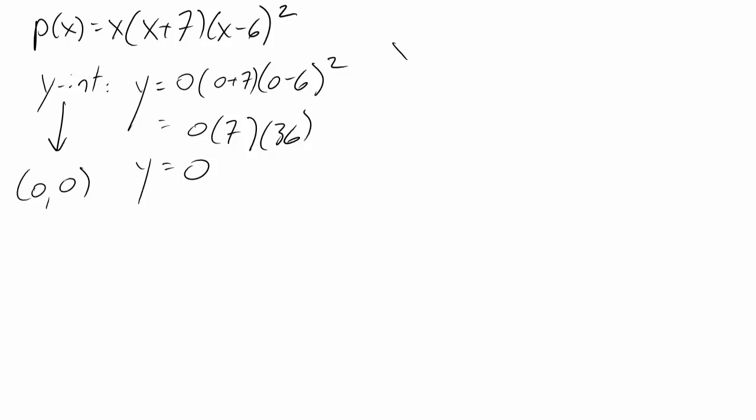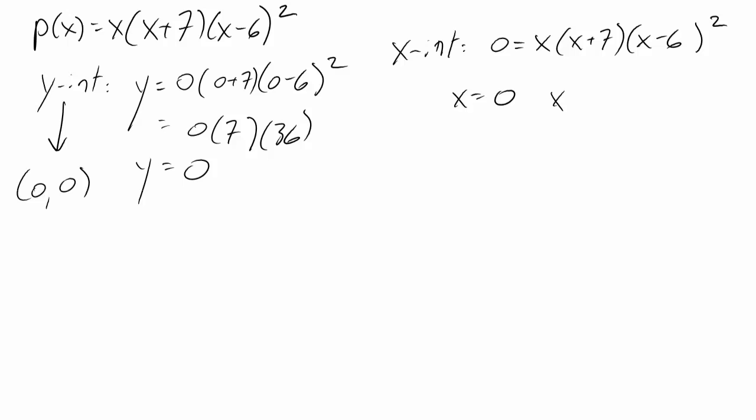Now for our x-intercept, we're going to do a similar sort of approach here, and we're going to put a 0 in for y and solve for x. So we have 0 equals x times (x plus 7) times (x minus 6) squared. Since this is already in factored form, we're just going to set each factor that has an x in it equal to 0. So we have x equals 0, x plus 7 equals 0, and (x minus 6) quantity squared is equal to 0.